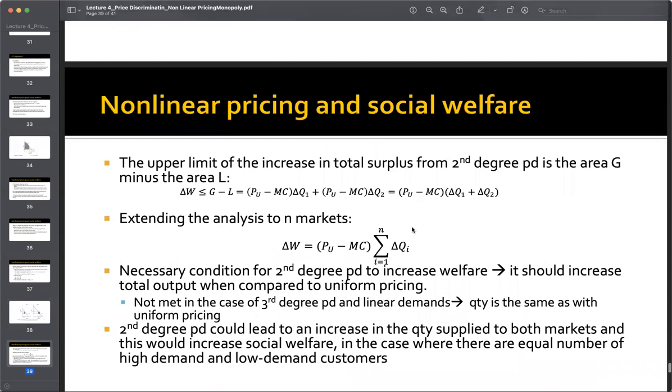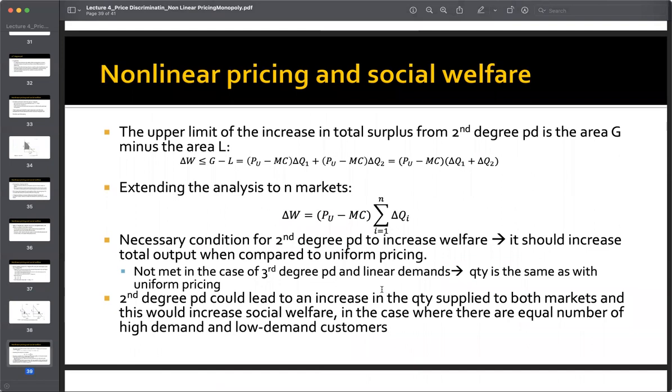And this is the same formula, right? And the key for change in W to be greater than 0 is for this to be greater than 0. So a necessary condition for second degree price discrimination to increase welfare is that it should increase total output when compared to uniform pricing. So in third degree price discrimination, total output is unchanged relative to uniform, so there's no guarantee that it will increase welfare. The quantity is the same under uniform pricing.